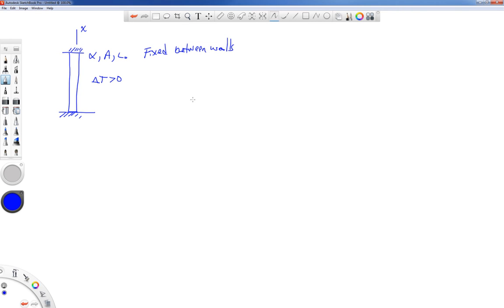Now, since it's fixed in between two walls, that means the change in length of that structure is equal to 0. Now, the strain in the axial direction is the change in length divided by the original length. That strain then would be equal to 0. In this case, however, the stress is not equal to 0.